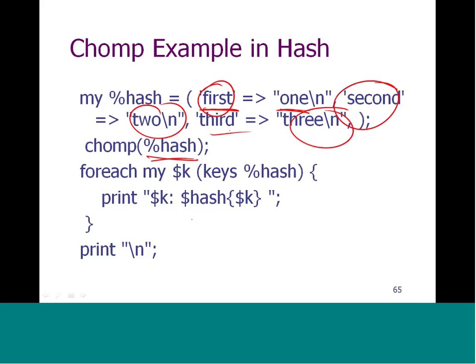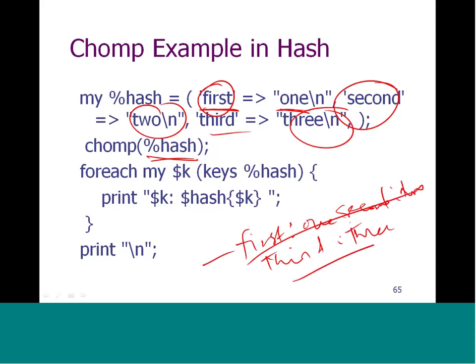So it will tell you first colon one, and then second colon two, and then third colon three. These things will be in the same line. Okay, so we haven't modified the line. And then after that, there will be a print of the new line character. So I hope this one is clear.